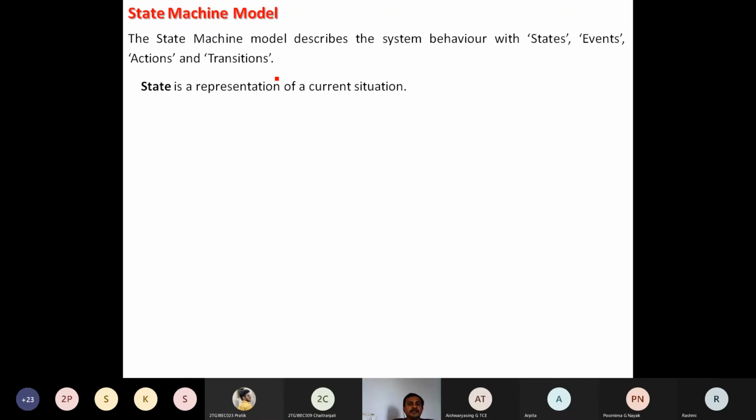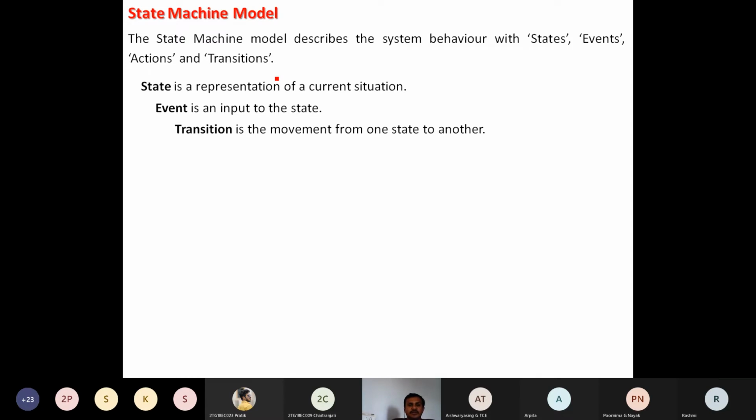State is a representation of the current situation. What is the current situation of the system? Then comes event. What is this event? It is the input to the state. The state is going to receive that data, and that data is known as an event. Then the transition is the movement from one state to another state. The state represents the situation. If you want to change the situation, we need to move from one state to another, using transitions. We call that movement a transition.